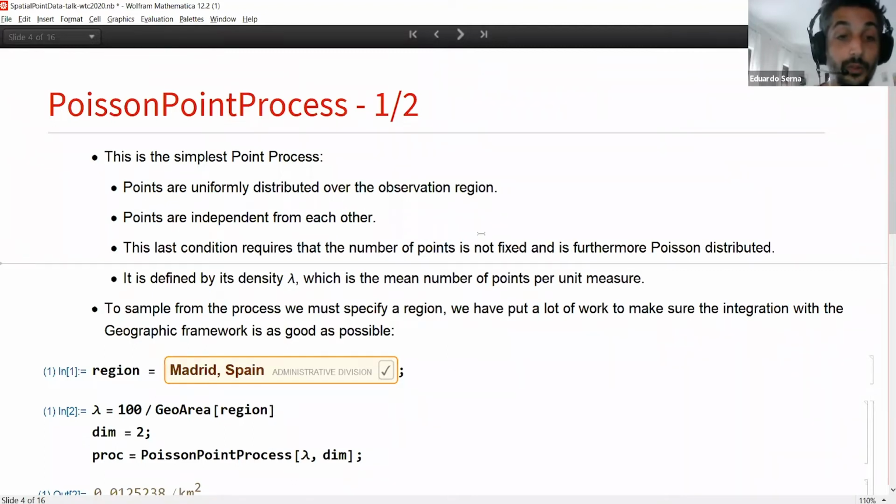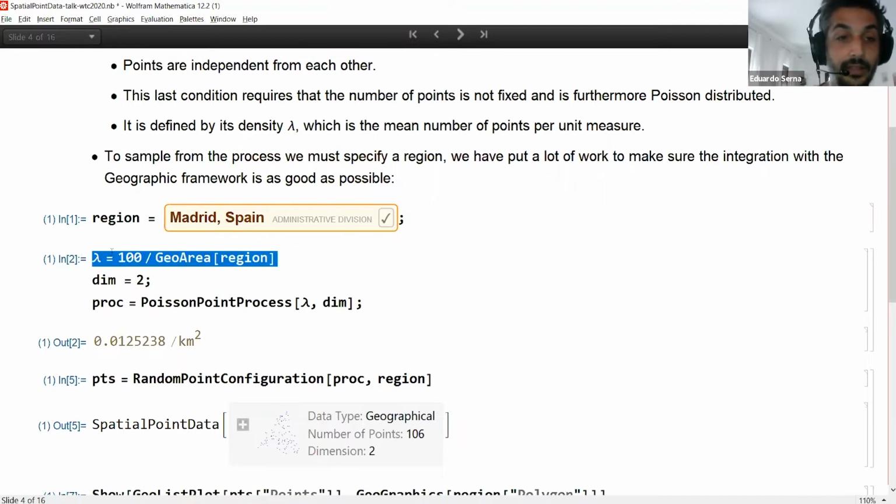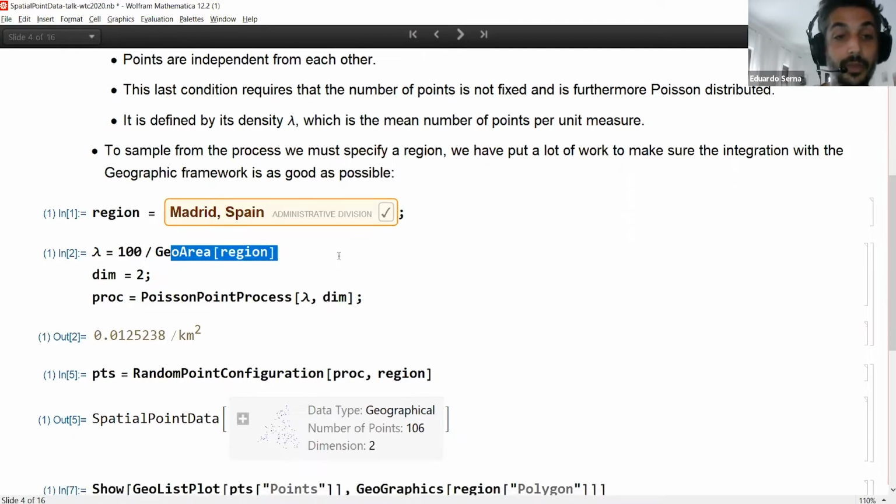To sample from a process, we specify a region. We have been putting a lot of work into making sure that the integration with the geographic framework is as good as possible and as fast as possible. These are the most interesting examples. I'm going to show an example from my home region, which is Madrid. So we specify the region, and we specify the density by giving the number of points that we want to have on average divided by the measure of the region.